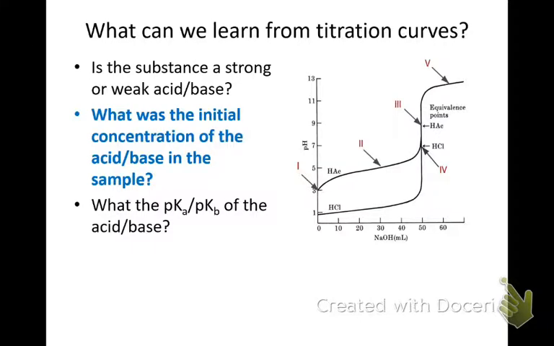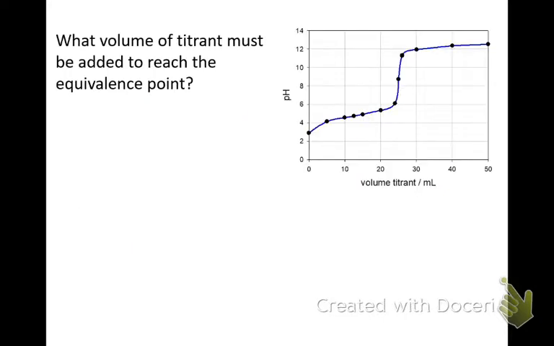Okay, so the second thing that we can learn from a titration curve is what was the initial concentration of the acid or the base in the sample. And we can do that because we can find on our titration curve where the equivalence point is. So if we look at this curve, what volume of titrant needs to be added to reach the equivalence point? The equivalence point is where our graph is almost vertical. So we see that here the pH changes very quickly with a little bit of added titrant.